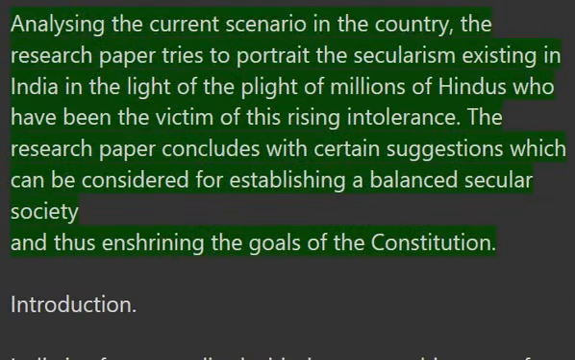Analyzing the current scenario in the country, the research paper tries to portray the secularism existing in India in the light of the plight of millions of Hindus who have been the victim of this rising intolerance. The research paper concludes with certain suggestions which can be considered for establishing a balanced secular society and thus enshrining the goals of the Constitution.